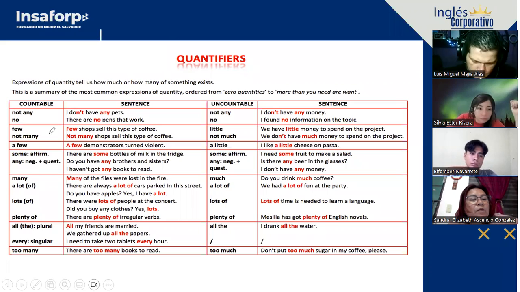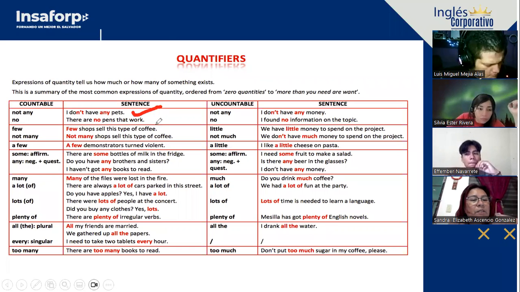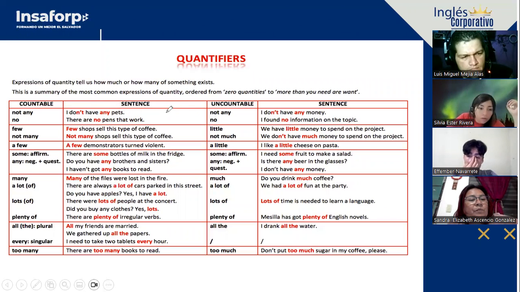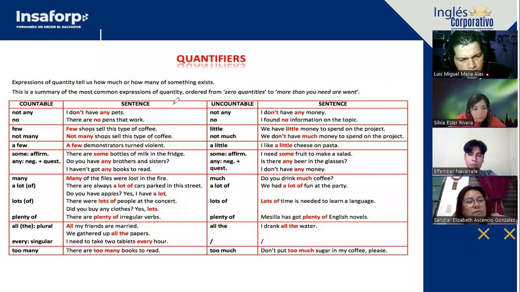Not any and no. Not any. Here, okay. The examples, please. I don't have any pets. Okay, I don't have any pets. Or you can also say, no pets exist in my house. Okay? Read the second one. There are not pens that work. Mm-hmm. Or you can also say, no pens are working on my desk.